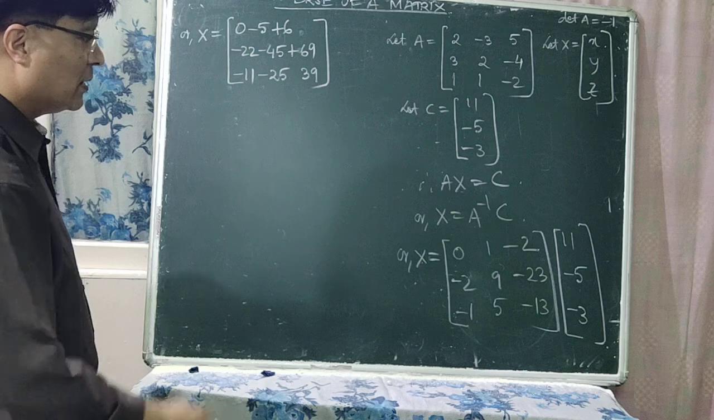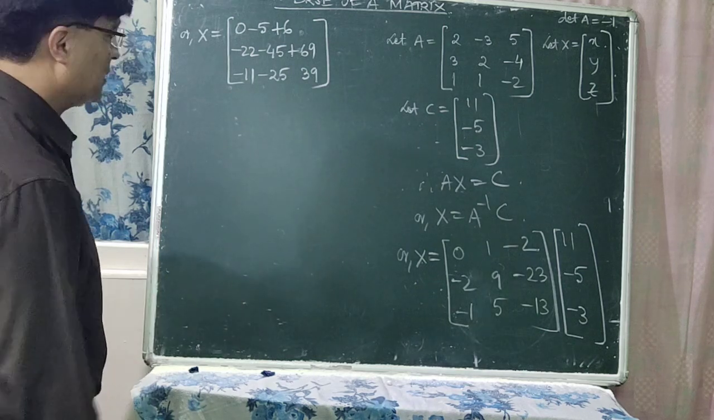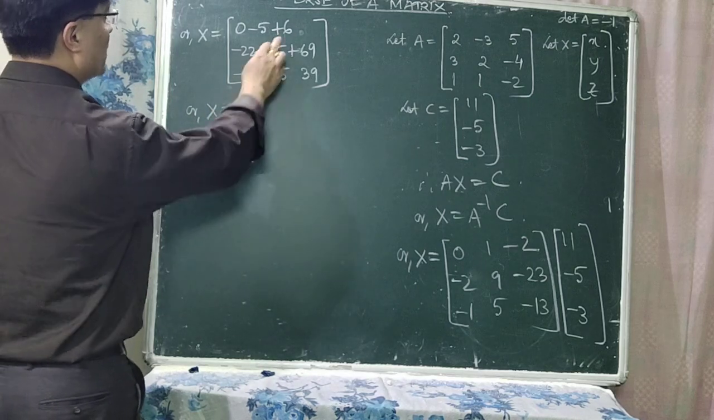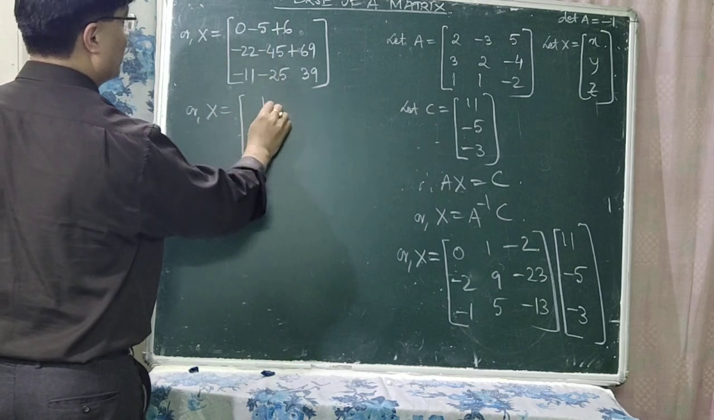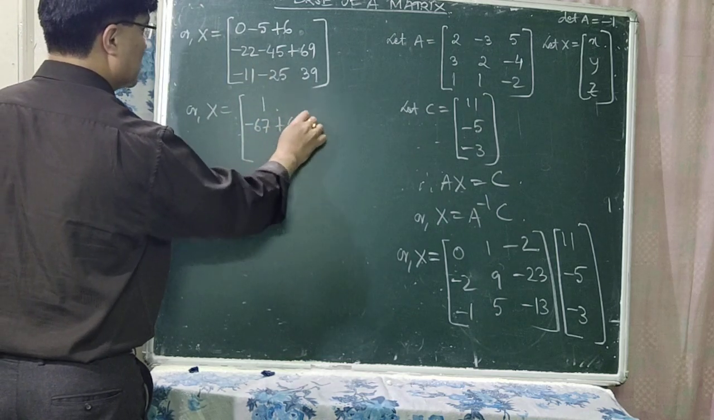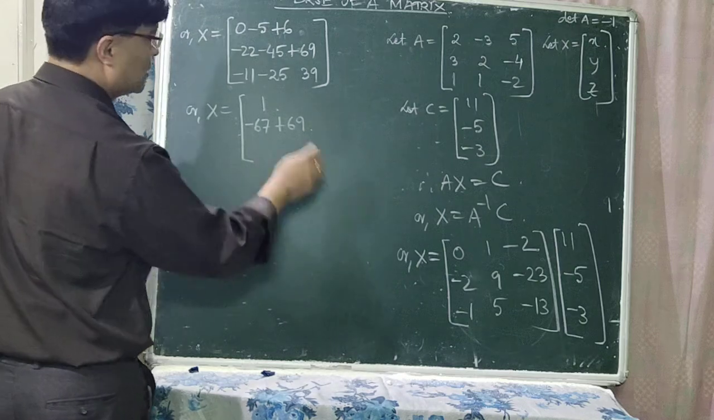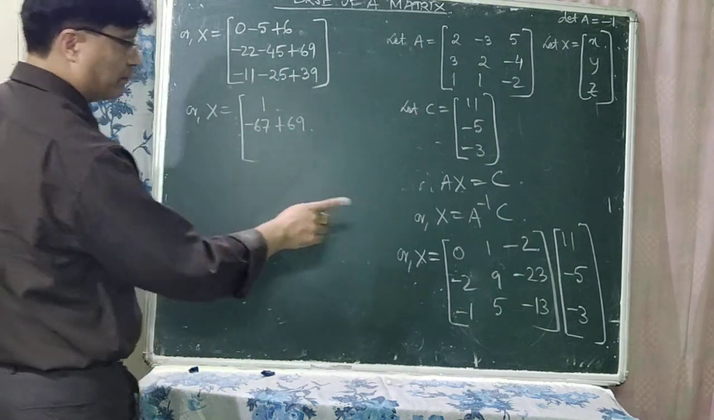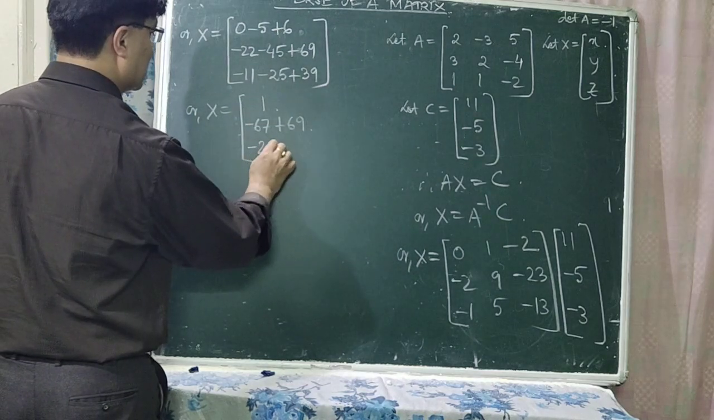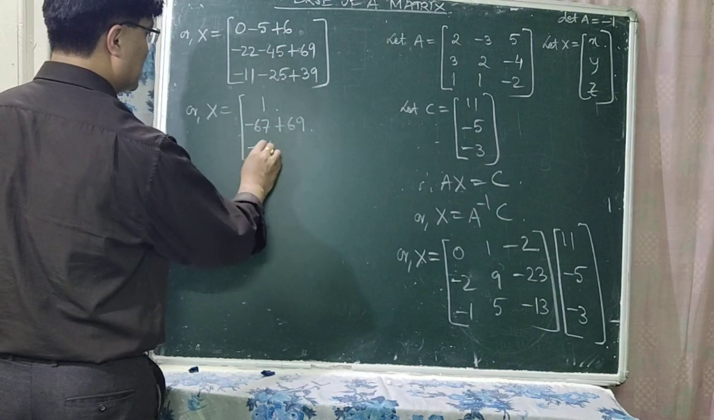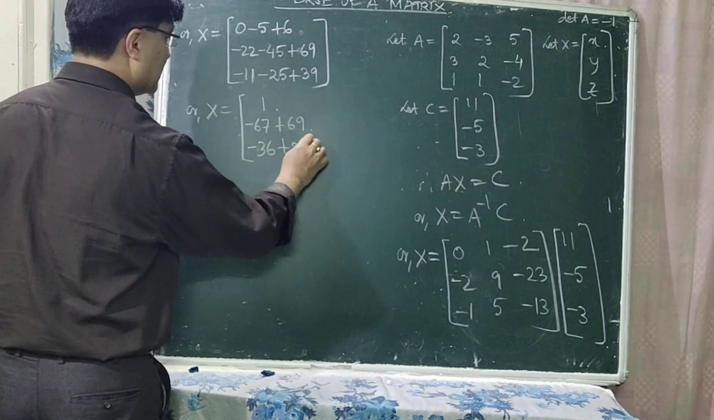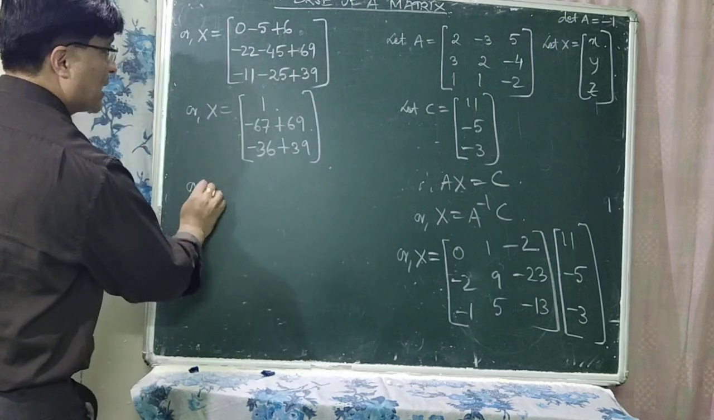Is that clear? Minus 13 into minus 3 is plus 39. Now capital X is equal to 6 minus 5, 1; minus 67 plus 69; minus and minus plus 39. So now it is minus 26, minus 27, and then minus 36 plus 39. And now actually what was capital X?